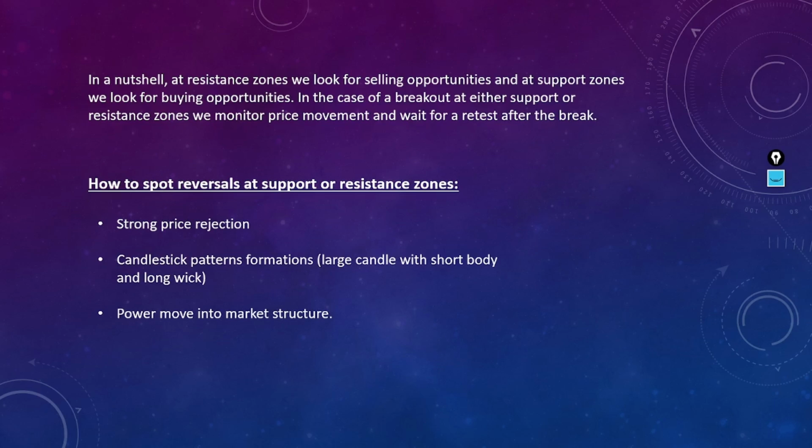And power move into market structure. This is basically saying that if you see the price approaching your support or resistance line or zone, and you see just a major move in that direction, then it'll more than likely be a reversal. If, on the other hand, it's slow and builds up, like you're seeing a lot of candles around your support or resistance zone, then it's more than likely that the price is gaining strength to break past the zone.